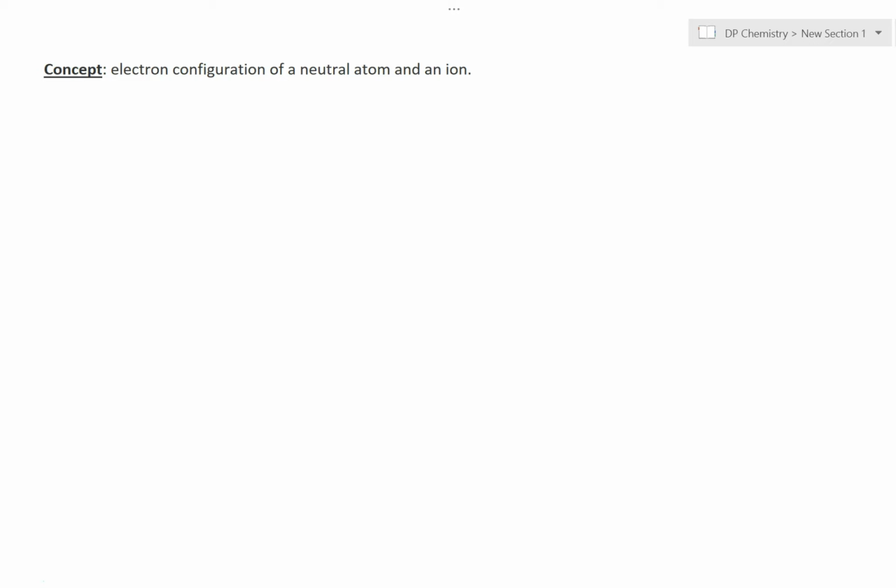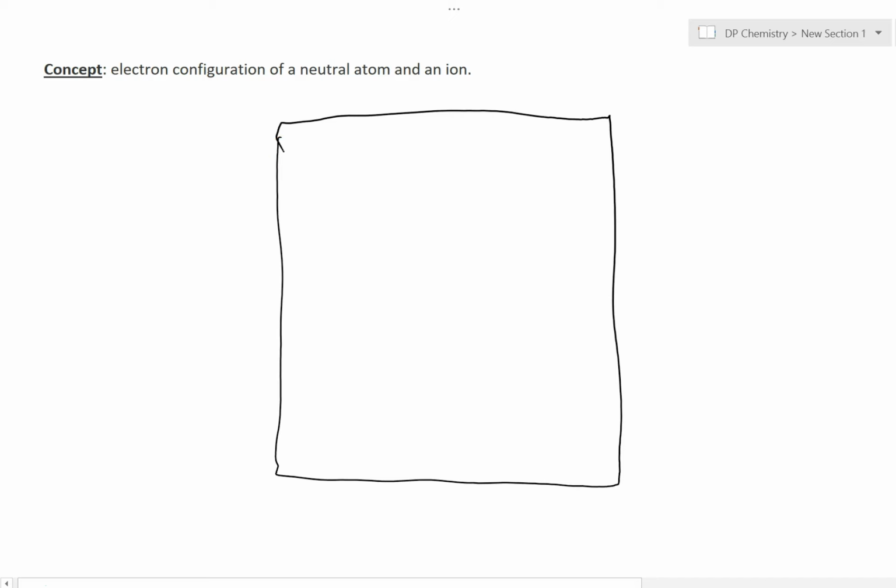To write a configuration, you have to memorize a few things: the order of the orbitals. The way I memorize these is by thinking of them as a tall building. This tall building has several levels, n equals 1, 2, 3, 4, etc., all the way until n equals 7. The n equals 1 is also called the ground level.